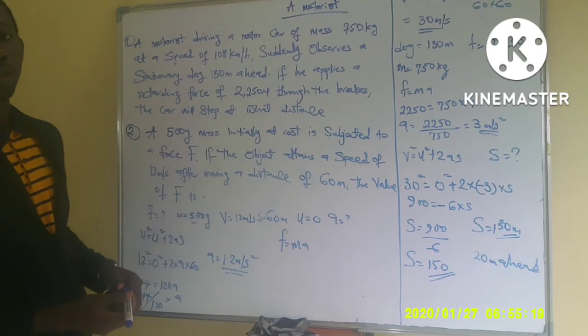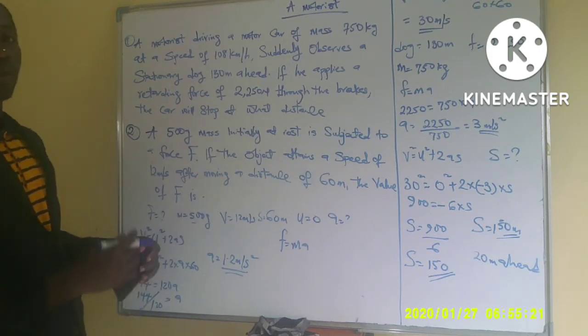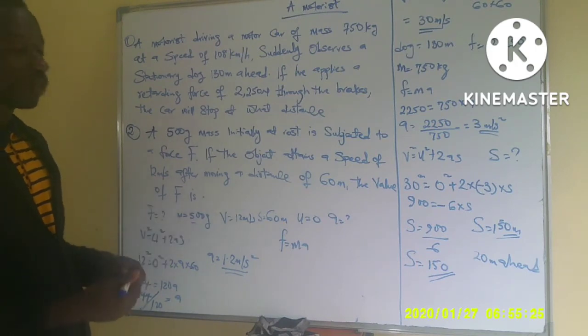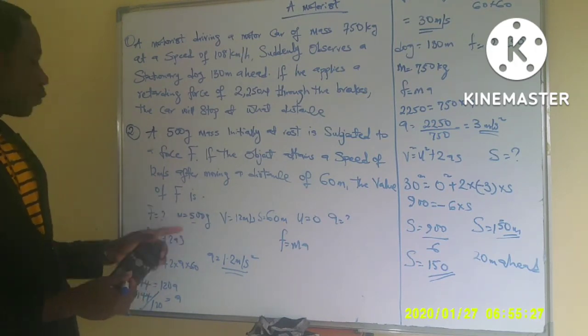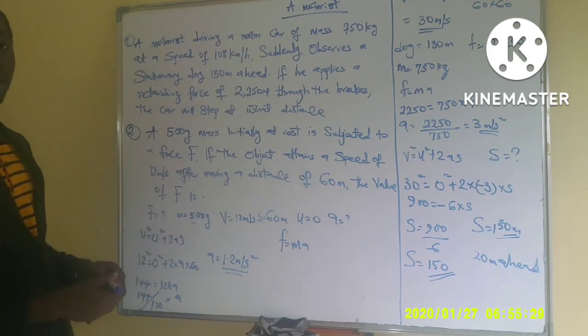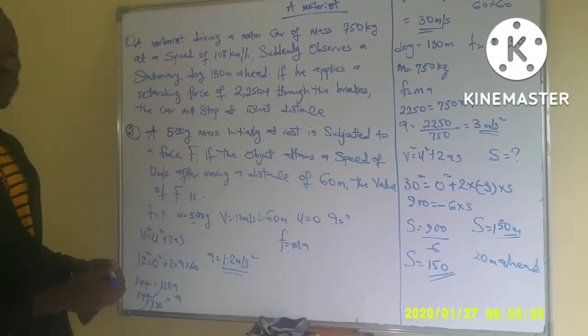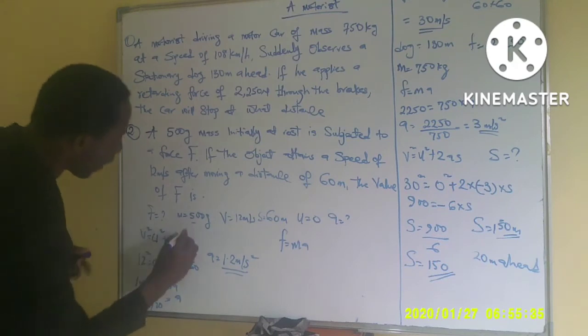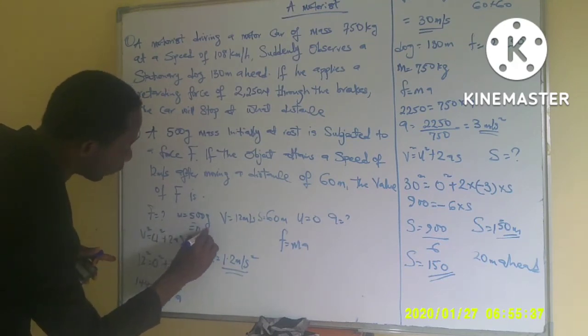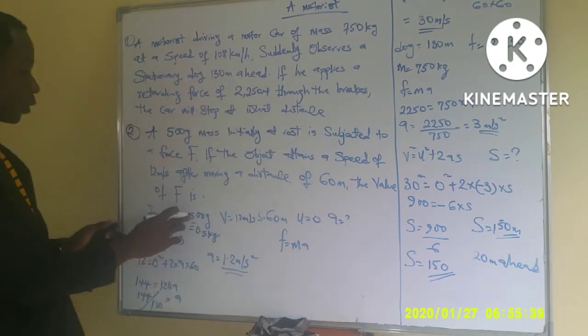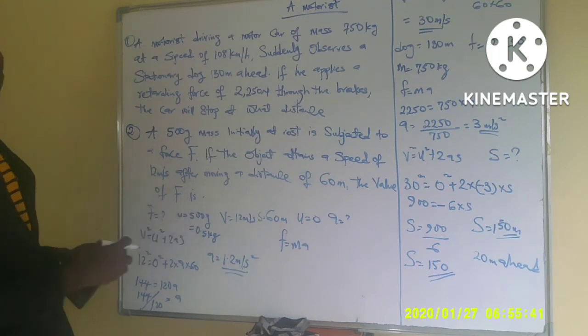But we cannot use grams because we need to take it to a value that can give us the force in Newtons. So we need to convert this to kilograms. So 500 divided by what? 1000 to give us kilograms, because 1000 grams make 1 kilogram. So 500 divided by 1000 gives us 0.5 kilogram.